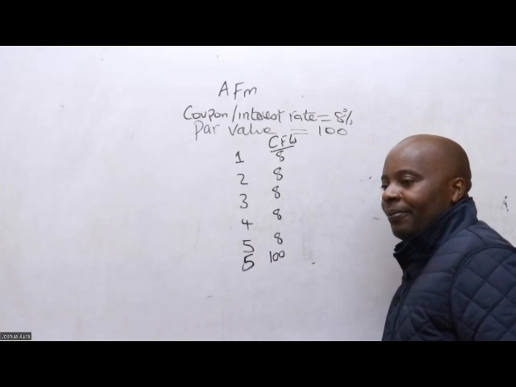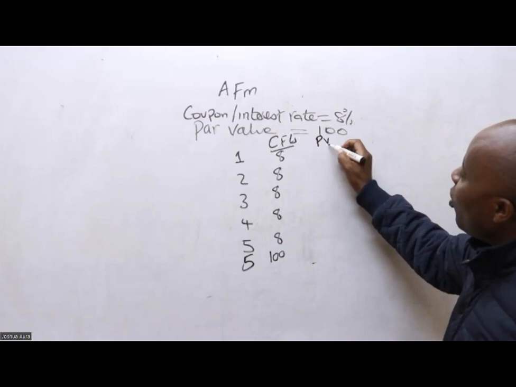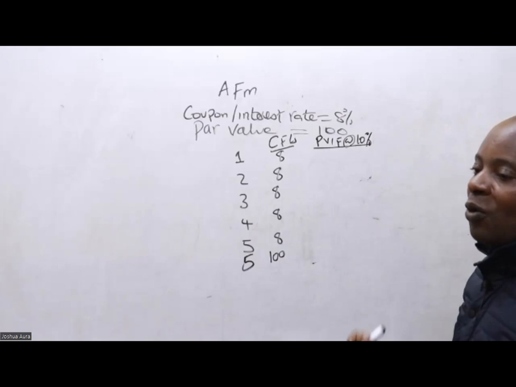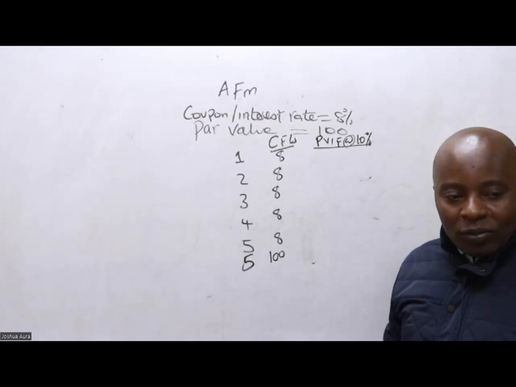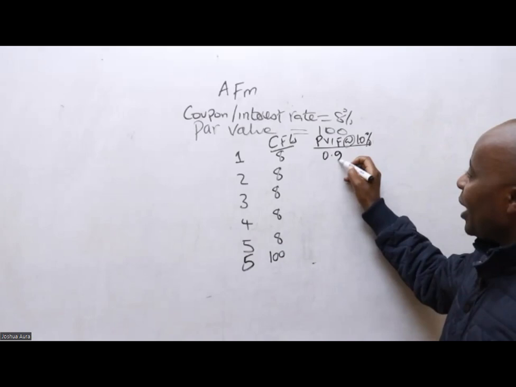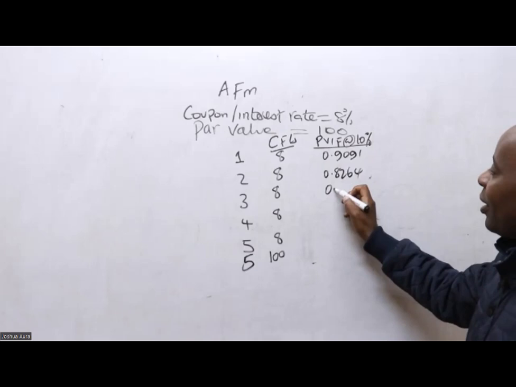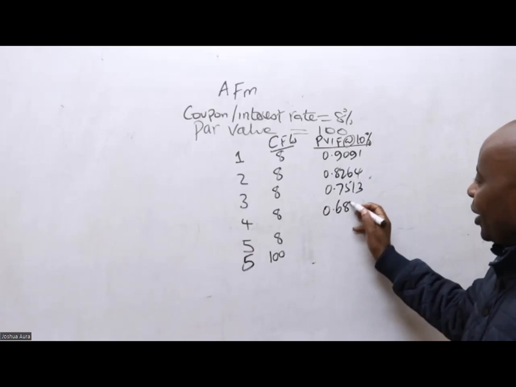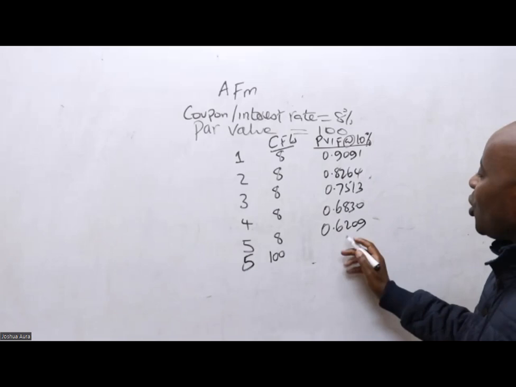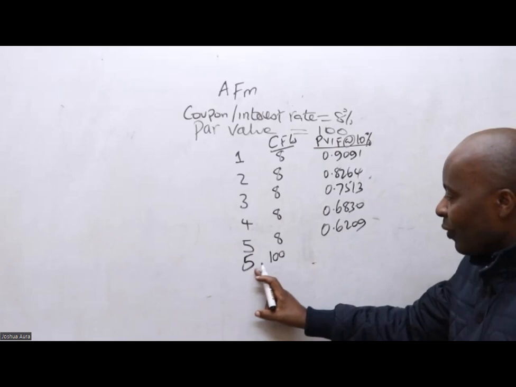Then I would need to provide what we call the present value interest factors at the premium rate, which we have said will be our cost of capital. End of year one, what is the PV interest factor? 0.9091. Year two, 0.8264. Remember, we are working with 10% as the cost of capital. Year three, 0.7513. Year four, 0.6830. Year five, 0.6209. And we shall use the same for this amount of 100, so this will be 0.6209.